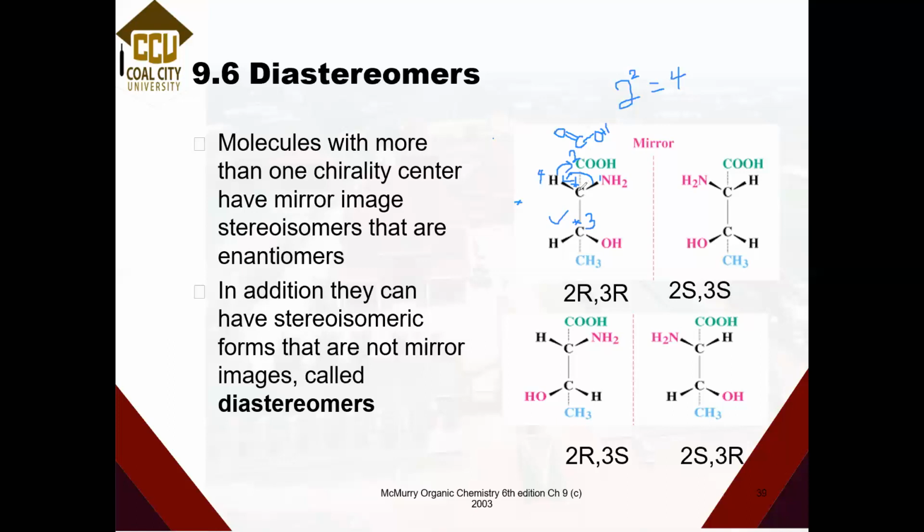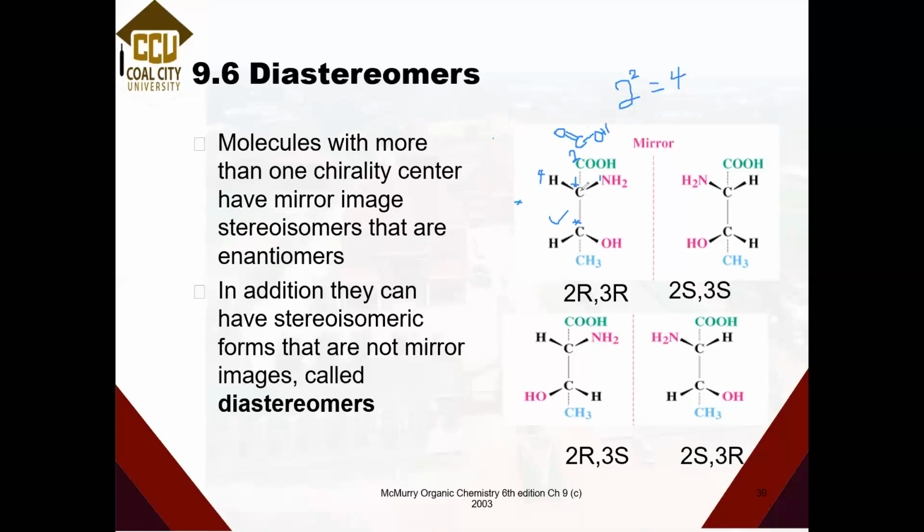And what carbon is this? This is carbon number 1. Not priority now, I'm talking about position. When we are counting carbon, this is carbon 1, carbon 2, carbon 3, carbon 4. So this is carbon number 2.